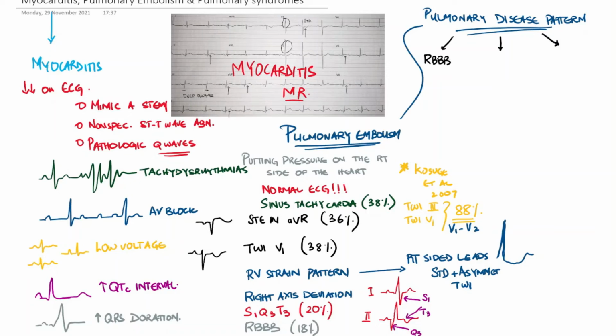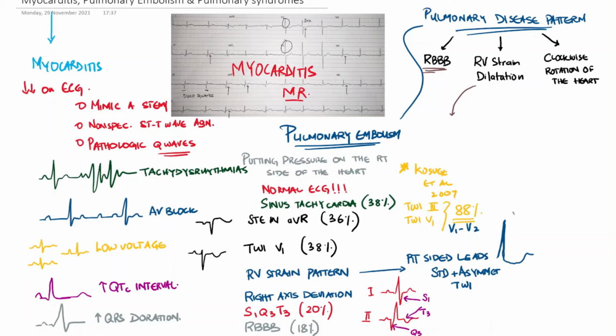Let's look at pulmonary disease patterns now. I want you to think of three things. Number one, a right bundle branch block. Number two, it's putting strain on the right side of the heart. And number three, anything that causes hyperinflation of the chest or lowering of the diaphragm will cause clockwise rotation of the heart, also known as right axis deviation.